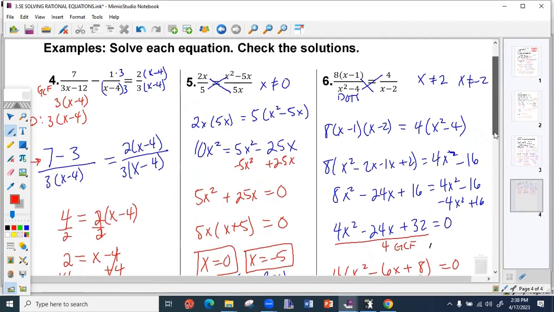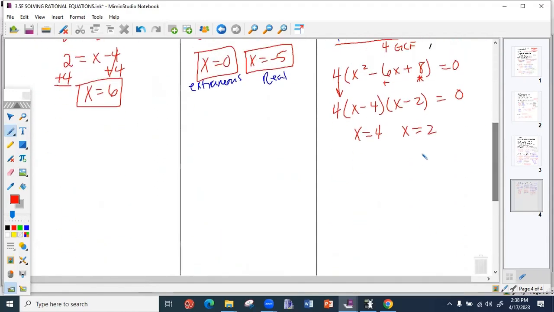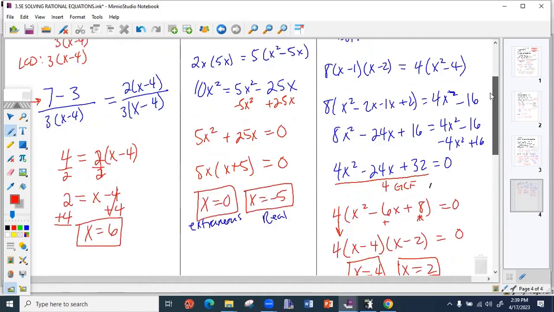Now, what did we say about 2's in the beginning? These are our restrictions, right? X cannot equal 2 and x cannot equal -2. So therefore, x equals 4 is our real solution and x equals 2 is an extraneous solution. Okay, so we have to be mindful of this when we are working, and that's also why it's super important for you to check and plug in.